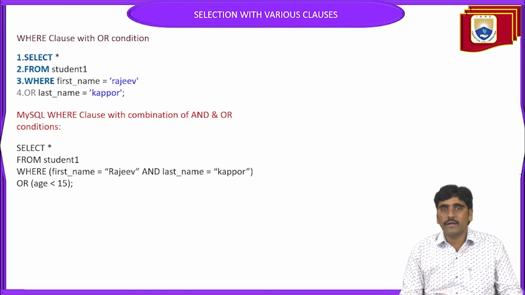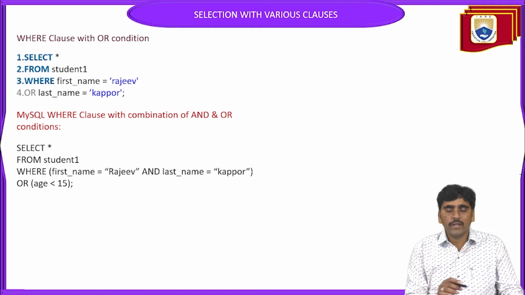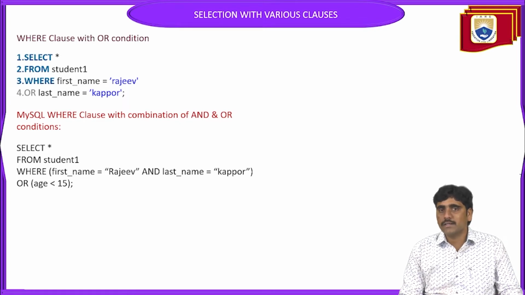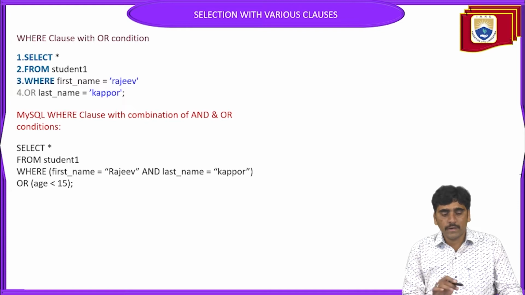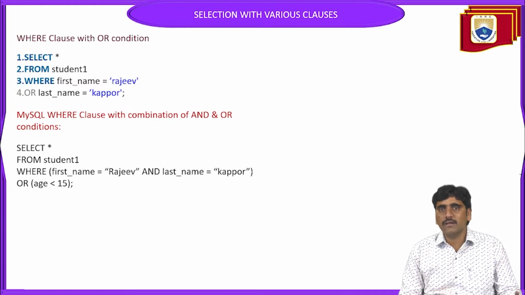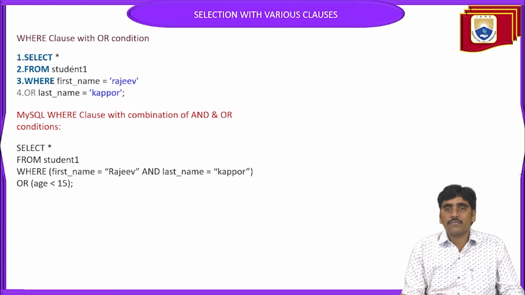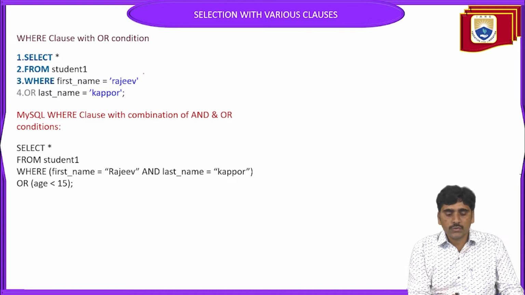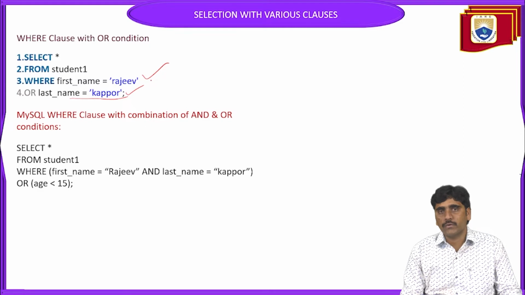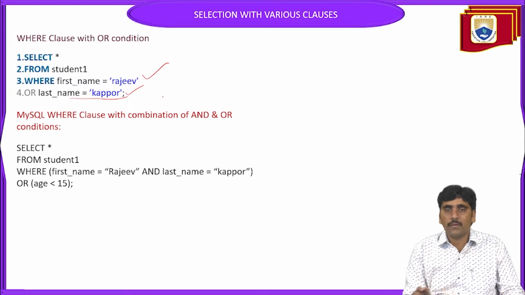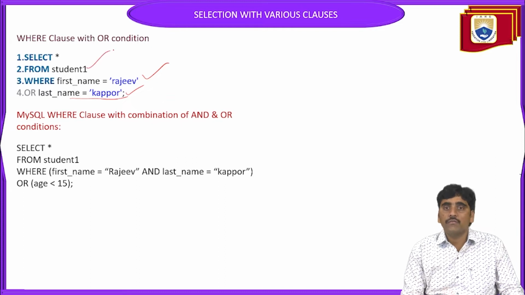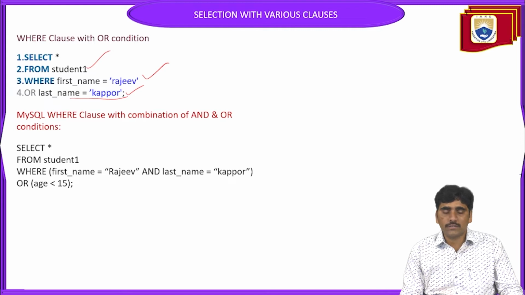Now, look at the OR condition. Same as the AND operator, we can use the OR operator. But for AND, the result needs this one and this one; both conditions must hold for the result to be displayed. For OR, it is either this one or this one. See here: SELECT * FROM student1 WHERE first_name = 'Rajiv' OR last_name = 'Kapoor'. Either the first name should be Rajiv or the last name should be Kapoor, and all the details of the student table matching will be displayed. On the basis of these two conditions, all the values from the student table are displayed.